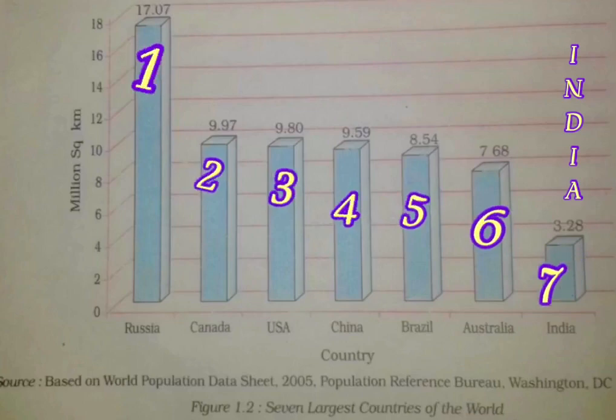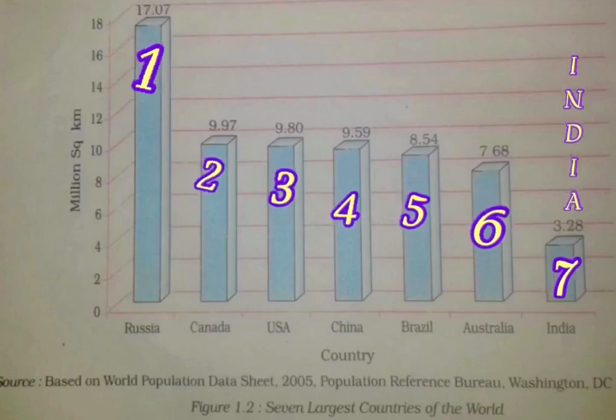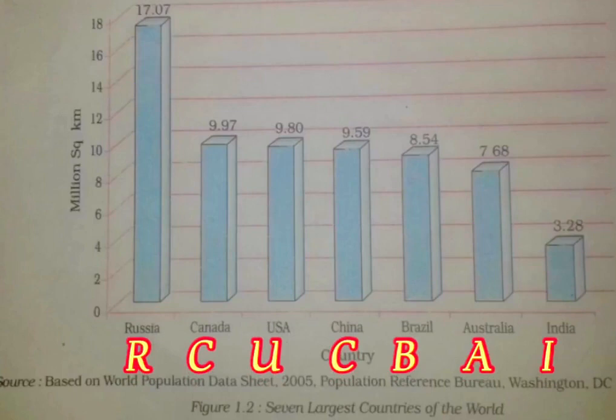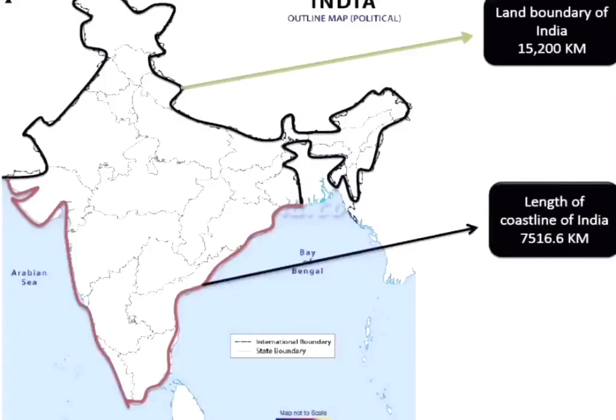So if I am supposed to learn the area of India or the area ranking in terms of India, I can always remember RCUCBAI. Again, I repeat, RCUCBAI. Always remember that the initial C is Canada and the next one is China. So with this mnemonic, you will be able to learn the countries which are larger in terms of area in comparison to India. Furthermore, we will be able to compare the land and the sea boundary.